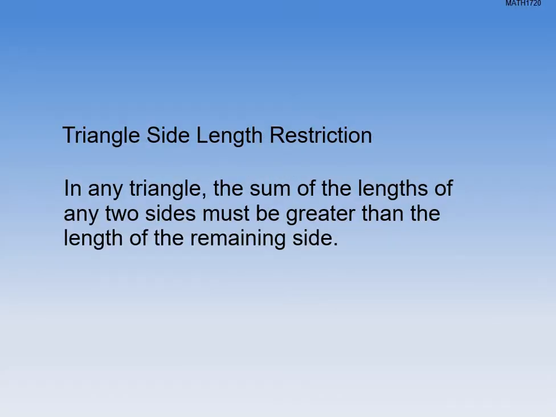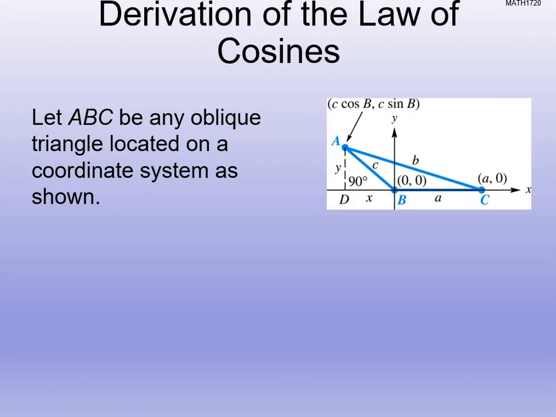Alright, so when we talk about the law of cosines, we have a side length restriction. In any triangle, the sum of the lengths of any two sides must be greater than the length of the remaining side. It's a quick check. A and B have to be greater than whatever that remaining side is, even if that side's the long one. So we can take the two short sides, and their sum has to be greater than the long one.